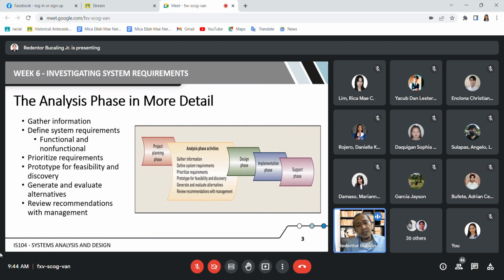Pag halimbawa na design yun. So all of these preceding activities are done. So in parallel, gather information, define requirements, prioritize, then requirements prototype. So for feasibility and discovery, and generate and evaluate alternatives, reviewing recommendation with the management is usually done when all of these analysis activities are completed, or nearly completed. Kung halimbawa, malapit ng matapos yung design nyo, no? O yung system nyo, pwede na kayong magkaroon ng initial evaluation.